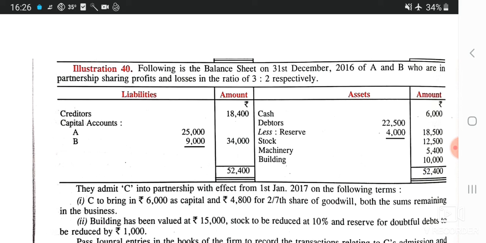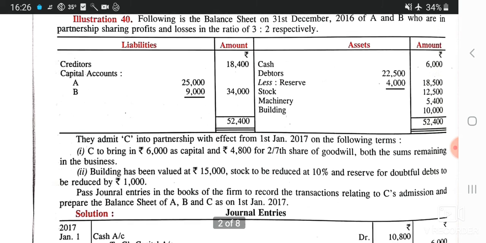As per illustration number 40, following is the balance sheet on 31st December 2016 of A and B, who are in partnership sharing profit and loss in the ratio 3 to 2 respectively. On the liability side we have creditors and then capital account. Then on the asset side, we have cash, debtors less provision, that is reserve, stock, machinery, and then building.